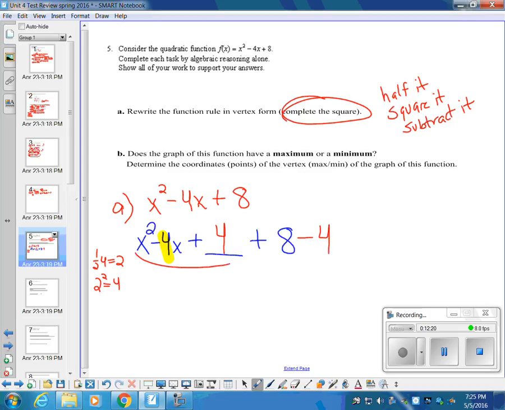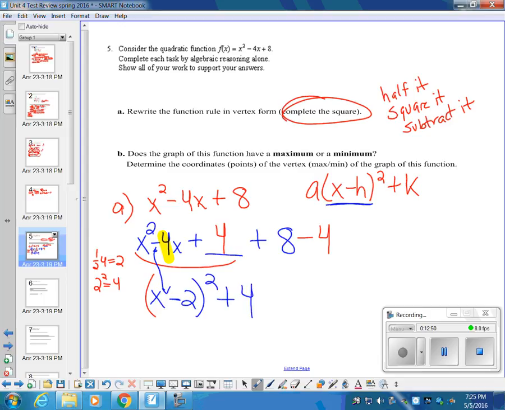Now we have to factor this so it looks like our vertex form. I've got to get my x and the number, squared. So here's going to be x, and you use that sign, minus 2 squared, and 8 minus 4. So x minus 2 squared plus 4. Okay, so that is in vertex form. We completed the square from standard form and got it to vertex.